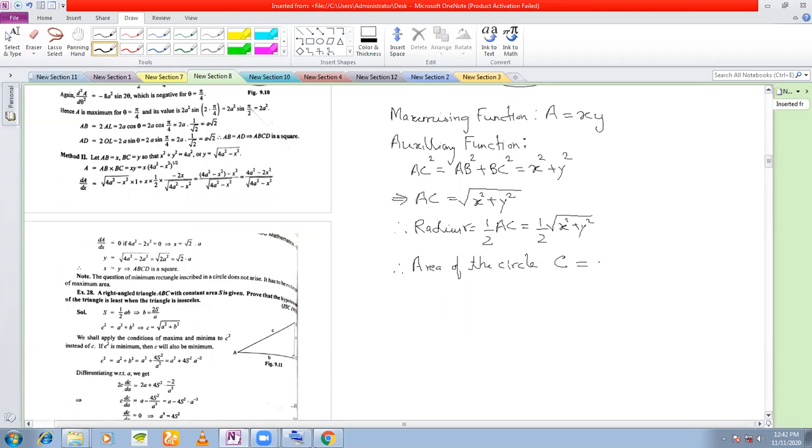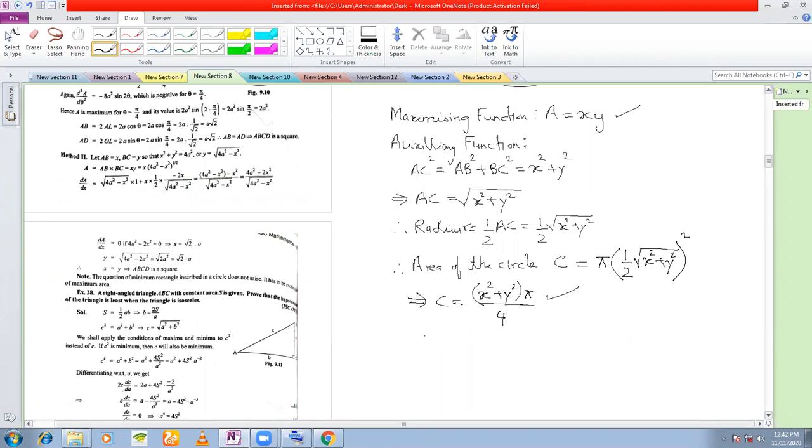And what is the area of the circle in this case? Pi r square. And what is r here? Half root x square plus y square, whole square. This is pi r square. Okay, so what you get here is C is equal to x square plus y square into pi by 4, right? So that means with the help of this, now I'm going to remove from the area either x or y.